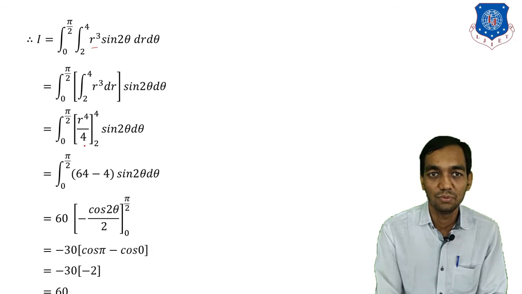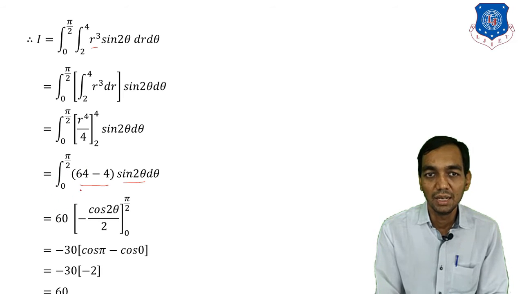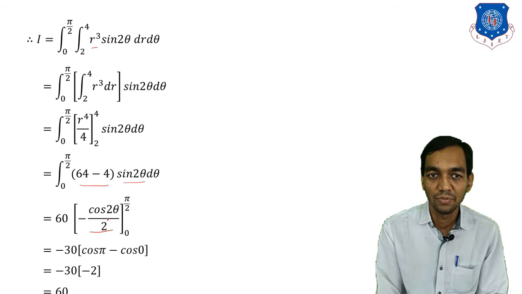then r cubed has the integration r raised to 4 by 4. If you substitute the limits, it is going to be of the form (256 minus 16) by 4... that is, 64 minus 4, into sin 2 theta. Now 64 minus 4 will be 60, the constant, common out, and the integration of sin 2 theta is minus cos 2 theta upon 2. Now take the minus common out and put the limits, upper limit minus lower limit. So you will have cos pi minus cos 0.